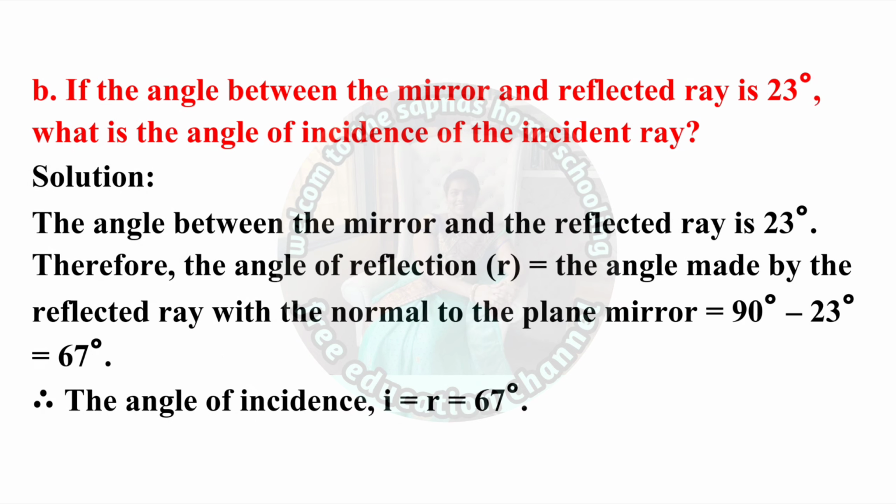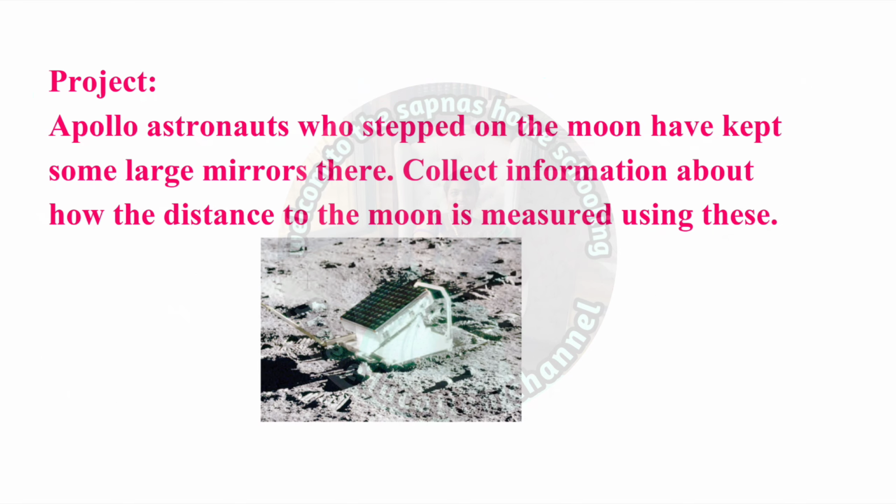Question B. If the angle between the mirror and the reflected ray is 23 degrees, what is the angle of incidence of the incident ray? Solution. The angle between the mirror and the reflected ray is 23 degrees. Therefore, the angle of reflection r is equal to the angle made by the reflected ray with the normal to the plane mirror, 90 degrees minus 23 degrees, which is equal to 67 degrees. The angle of incidence i is equal to r, which is equal to 67 degrees.